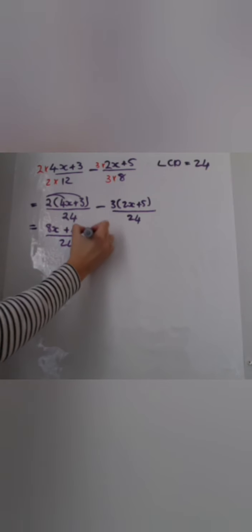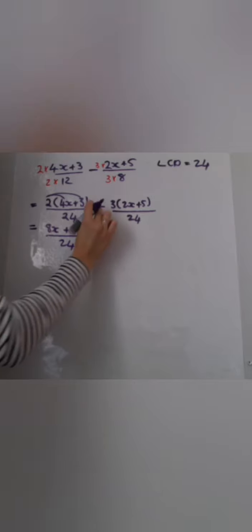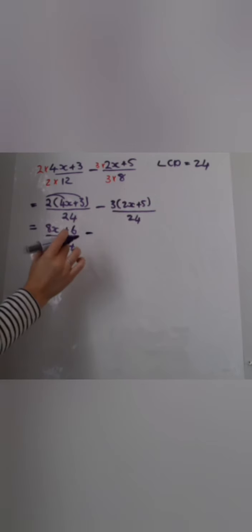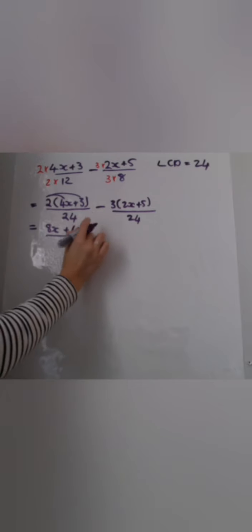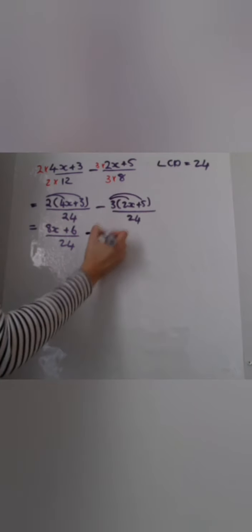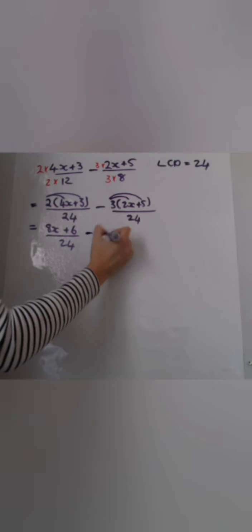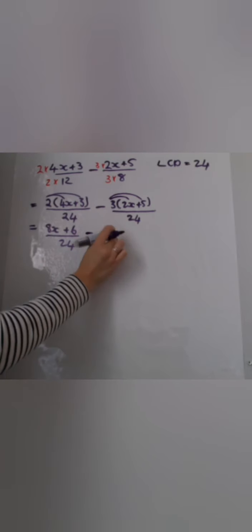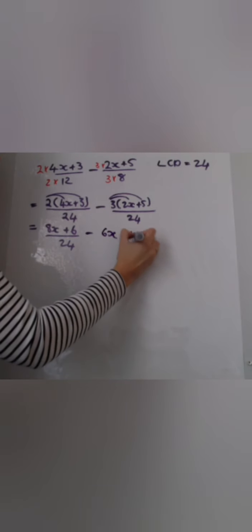So over 24. Now here's something you need to keep in mind. This negative is going to change the signs inside this bracket. So it's a negative 3 that you're multiplying in. So negative 3 times 2x is negative 6x, okay? Negative 3 times 5 is negative 15.